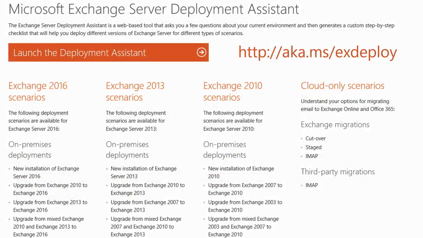Now, the other thing that you want to do is when you're ready to deploy, we've got this wonderful tool called the Exchange Server Deployment Assistant. It's a web-based tool, so you go to the website, you choose one of these scenarios. Are you doing on-prem? Are you doing a hybrid? Are you coming from 2010, 2013, et cetera? You answer a few questions, and it will generate for you a custom step-by-step set of instructions so that you can actually do the deployment in your organization.